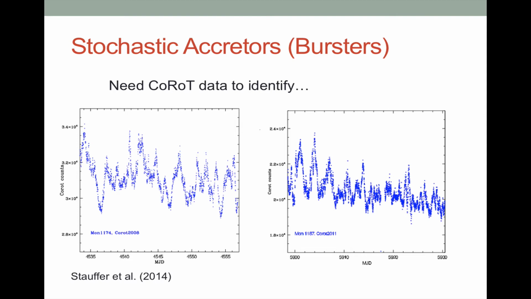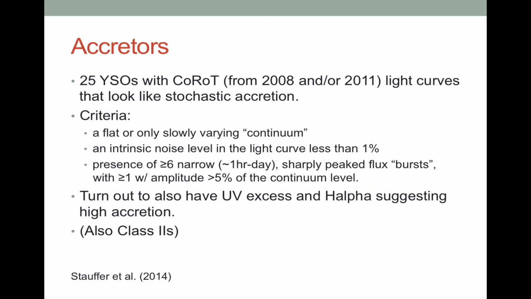Now, stochastic accretors, otherwise known as bursters, are kind of upside down dippers. They fuzz along and spike, and fuzz along and spike. So they're kind of upside down dippers in that sense. You do need to have, we found, Corot data to find them. Spitzer data alone doesn't enable you to find them. We found 25 from the Corot campaigns that look like this. And again, we have to have a flat enough continuum that we can identify the burst peaks. You have to have high quality data, and you have to have at least 6 of these bursts in order for us to include them in this bin.